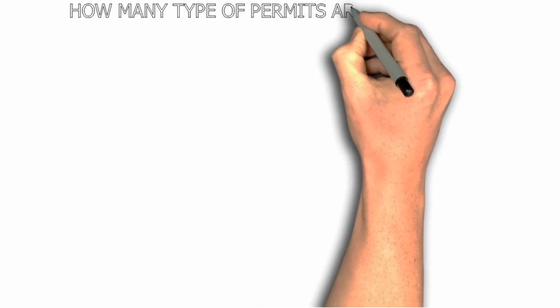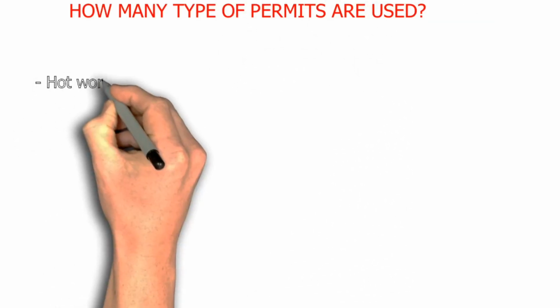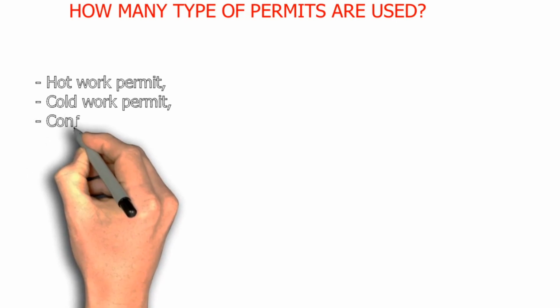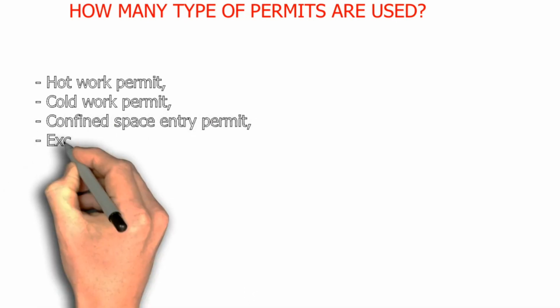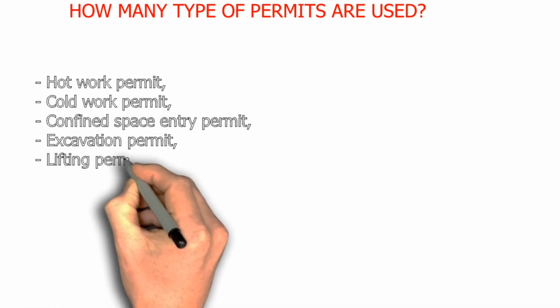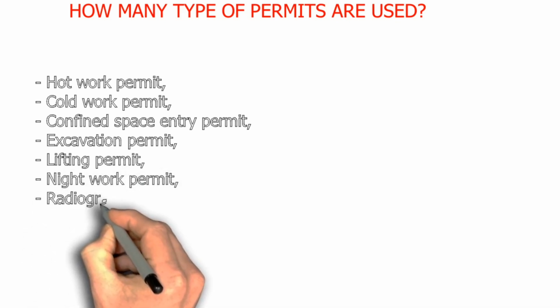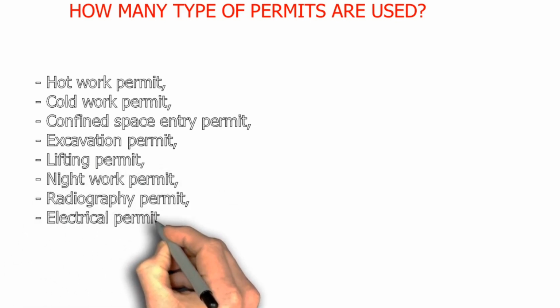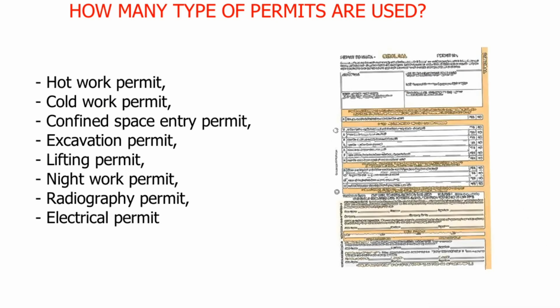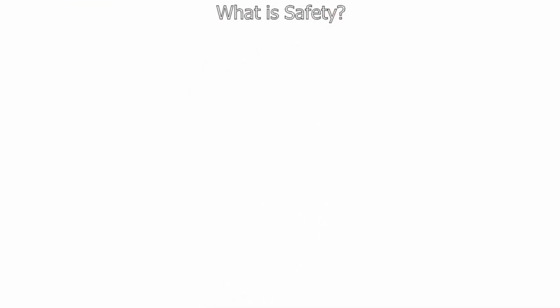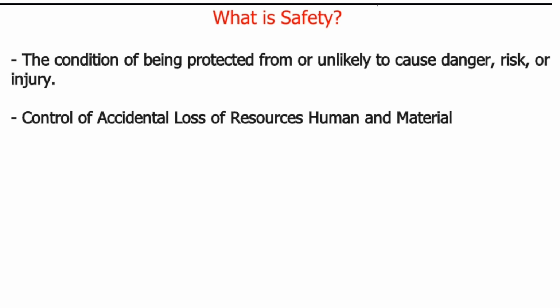How many types of permits are used? Hot work permit, cold work permit, confined space entry permit, excavation permit, lifting permit, night work permit, radiography permit, electrical permit. What is safety? The condition of being protected from or unlikely to cause danger, risk, or injury. Control of accidental loss of resources, human and material.